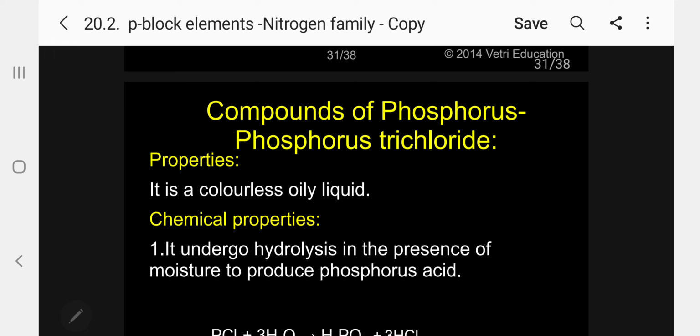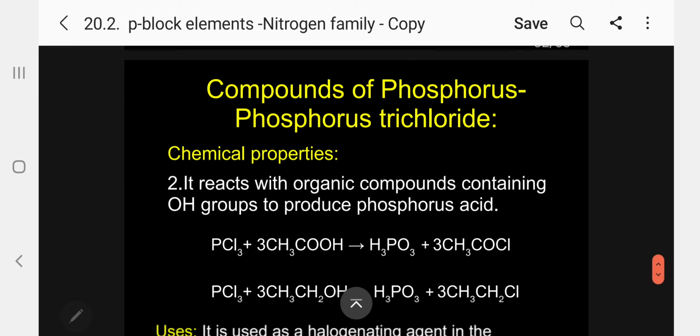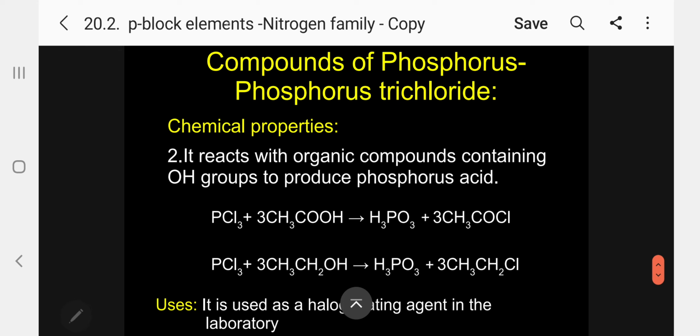Coming to the chemical properties, it undergoes hydrolysis in the presence of moisture to produce phosphorus acid. So PCl3 plus 3 moles of water produces phosphorus acid, that is H3PO3, plus 3 moles of HCl. Kindly follow. Next.